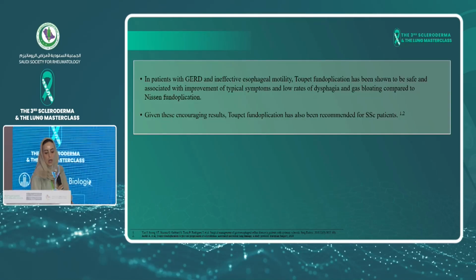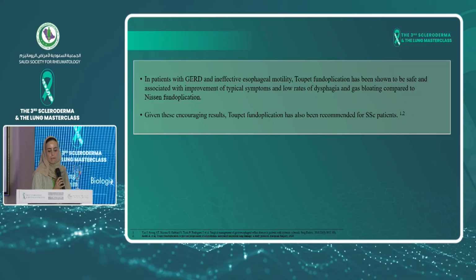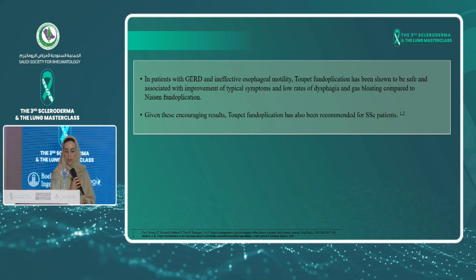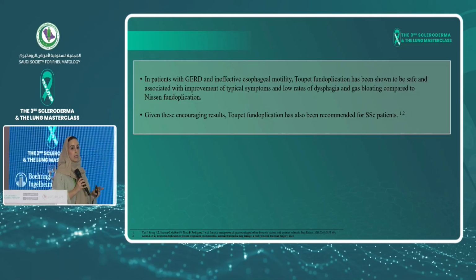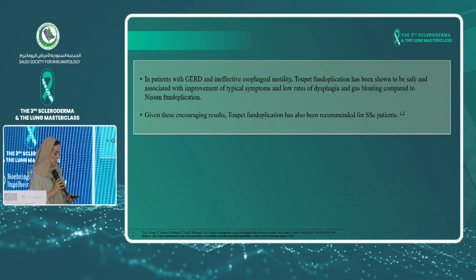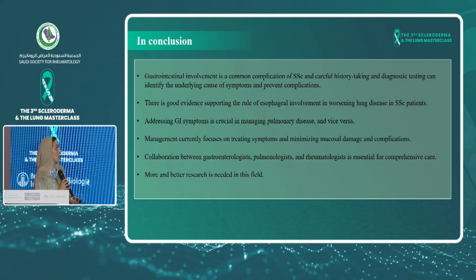But does it work? So in patients with GERD and ineffective esophageal motility, Toupet fundoplication has been shown to be safe and associated with improvement of typical symptoms and lower rates of gas bloating compared to Nissen fundoplication. So given these encouraging results, Toupet fundoplication has also been recommended for systemic sclerosis patients. We actually have 2 patients who underwent Toupet fundoplication that are doing well.